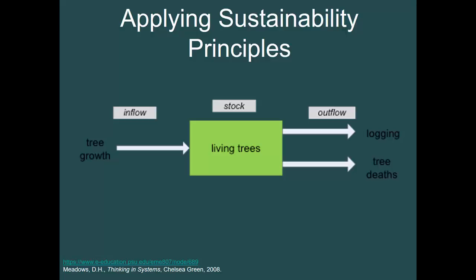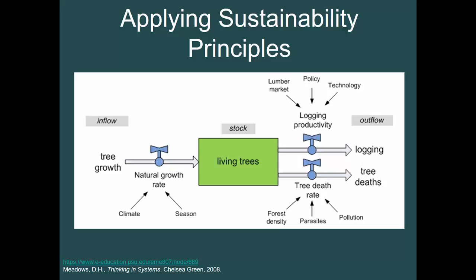So let's think about a tree. Okay, a tree grows, with the inflow of air and nutrients from the soil. They live, and you create a forest. And then how is that taken away? Well, trees die from natural death. They die from insects. They die from lightning strikes, all types of things. Or they can die by outside influences, such as logging.